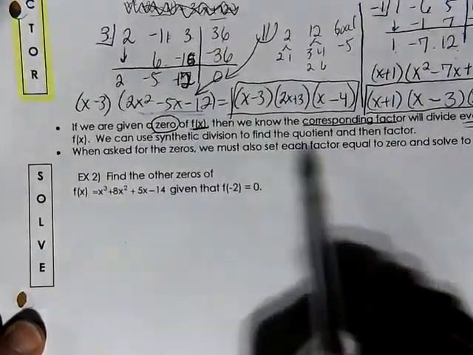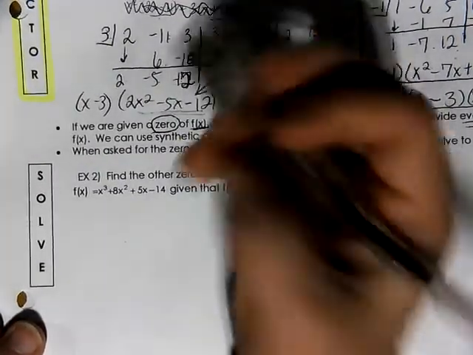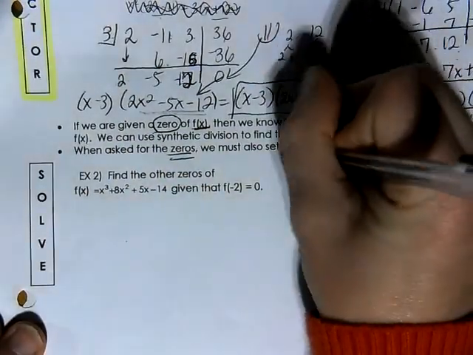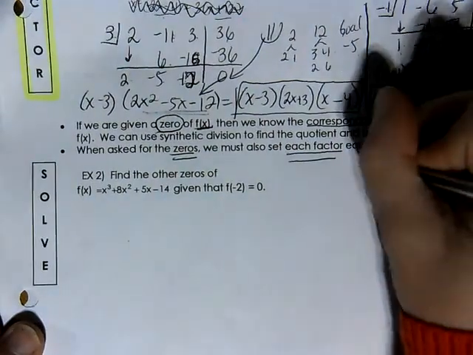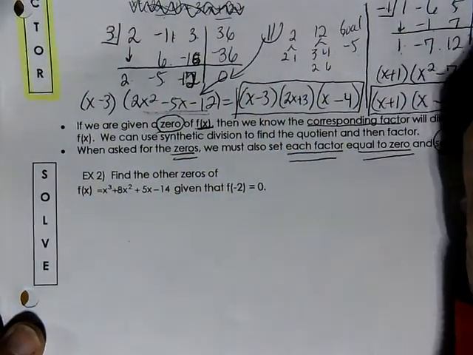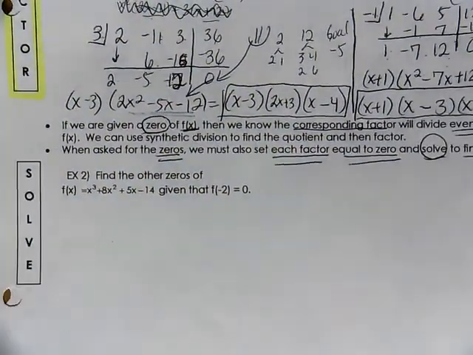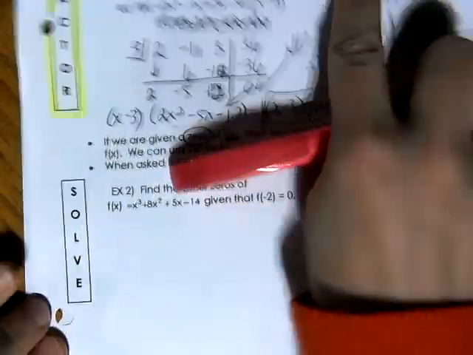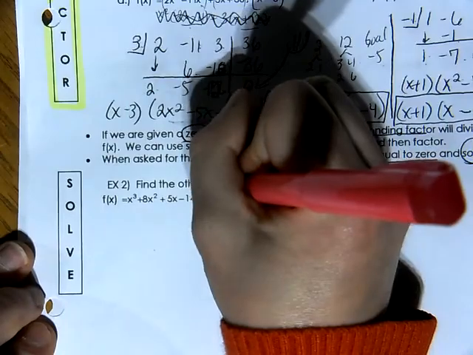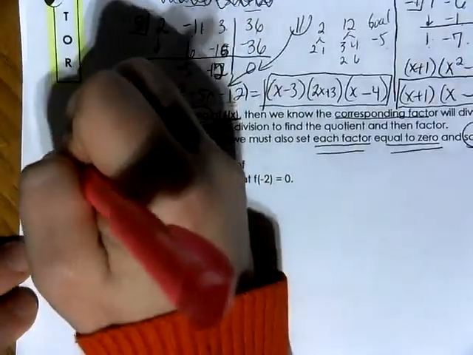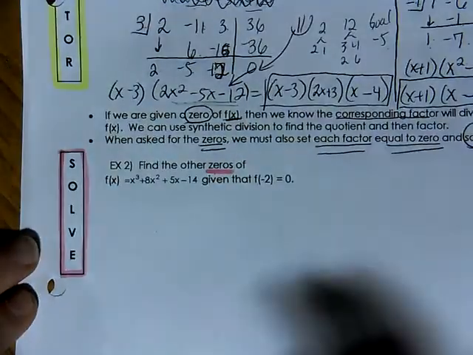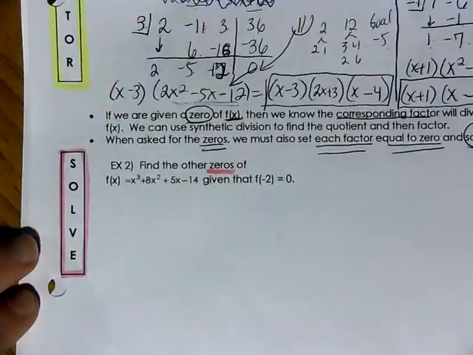So that's what we did up here. And then if we are asked to find the zeros, we must also set each factor equal to 0 and solve to find them. So sometimes the directions ask you to factor, and sometimes the directions ask you to find the other zeros, which means that you are going to solve the equation, and you're going to use the zero product property.